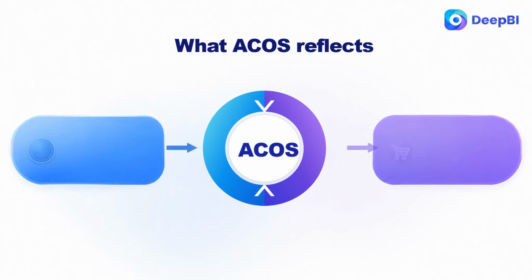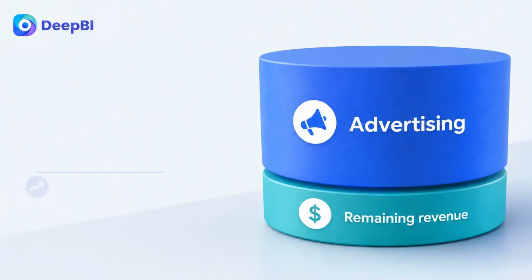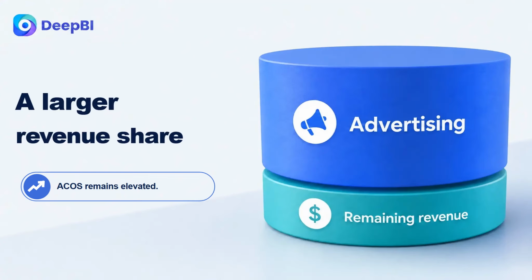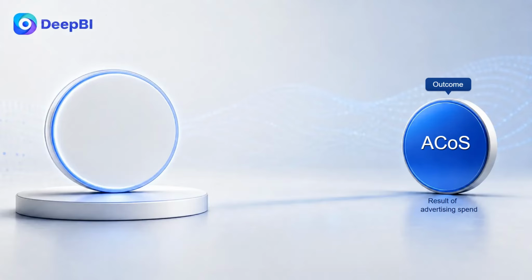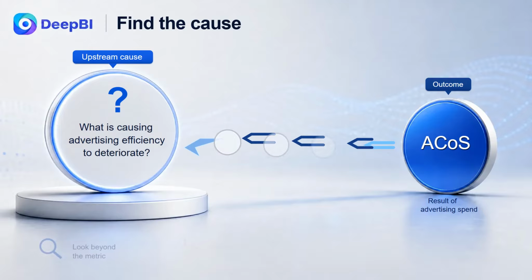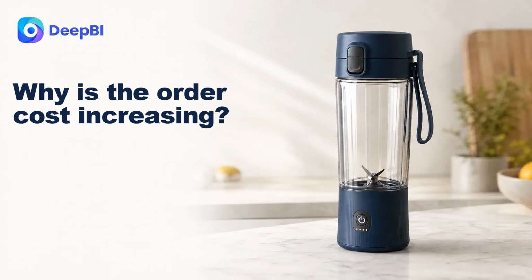ACOS, at its core, reflects how much advertising spend is required to generate ad-attributed sales. If ACOS remains elevated over time, advertising is consuming a larger share of the revenue it generates. But ACOS is still an outcome. The more important question is, what is causing advertising efficiency to deteriorate? Why is the order cost increasing?